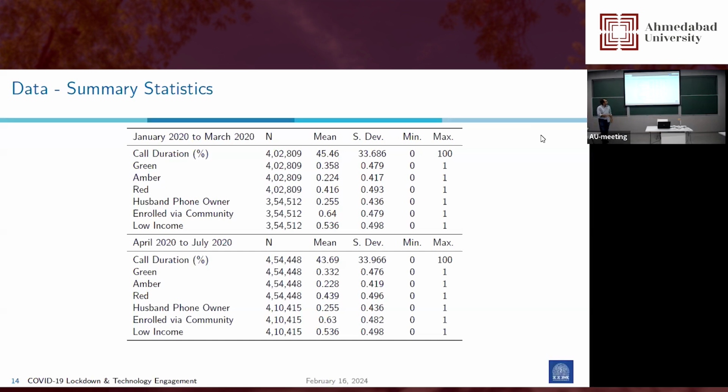Or they themselves can directly come over to seek information. And finally, whether they're low income or high income. Low income, high income is just whatever the income distribution is. We take below median, above median, and so on.